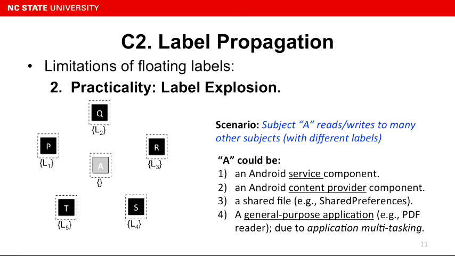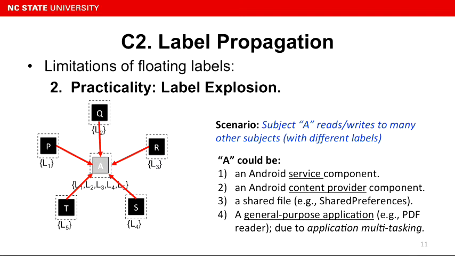So say you have a component or a subject that provides a shared service to other different subjects in the system. And let's assume all of these other subjects have different labels. So initially, all of these subjects in the system call A, and A accumulates a label that is a join of all of their labels. Since we're using floating labels, this is the exact enforcement that we want.